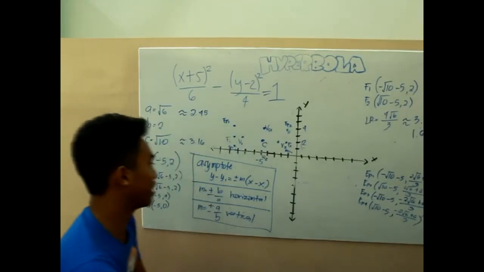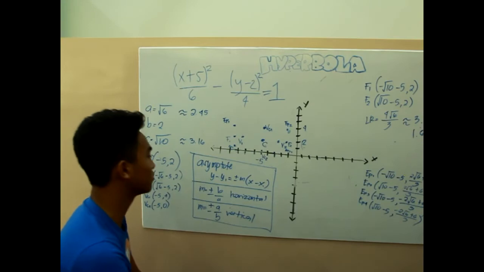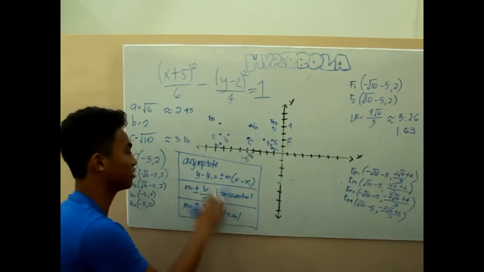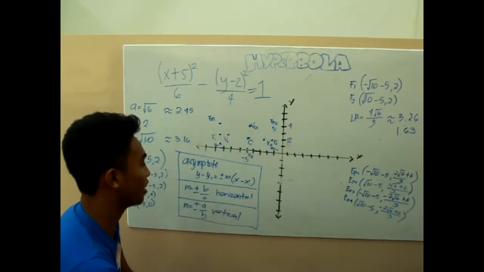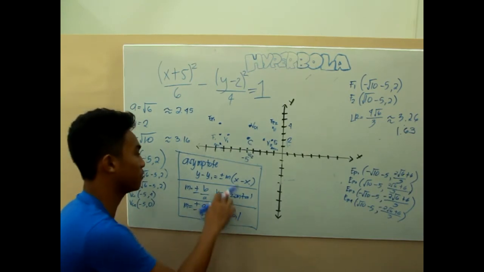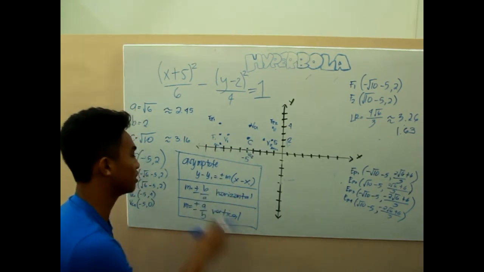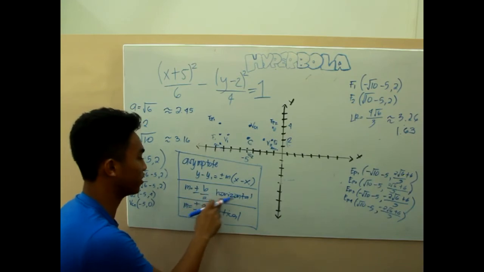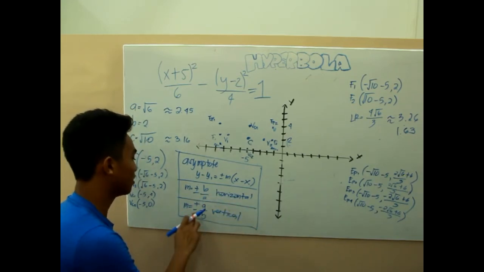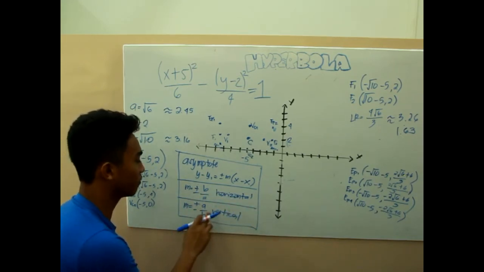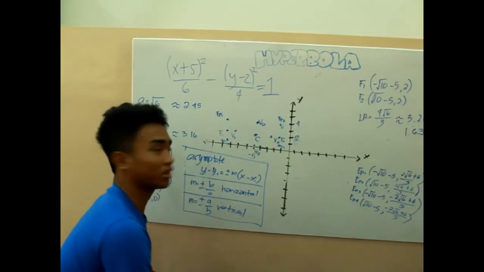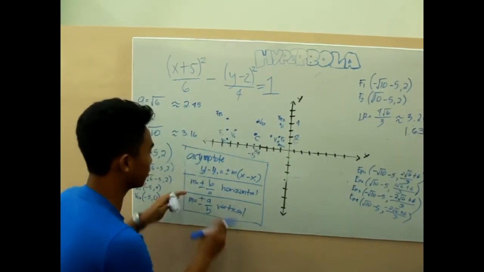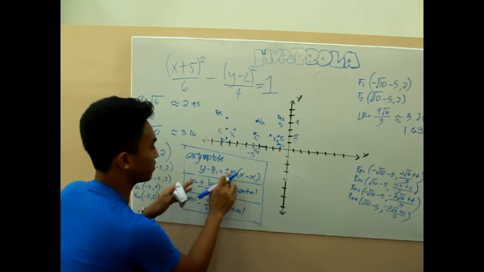So we're going to find the asymptote. The formula for your asymptote is y minus y sub 1 equals positive negative m times x minus x sub 1, where m is the slope. To get that, it is positive negative b over a if it's horizontal, and positive negative a over b if vertical.